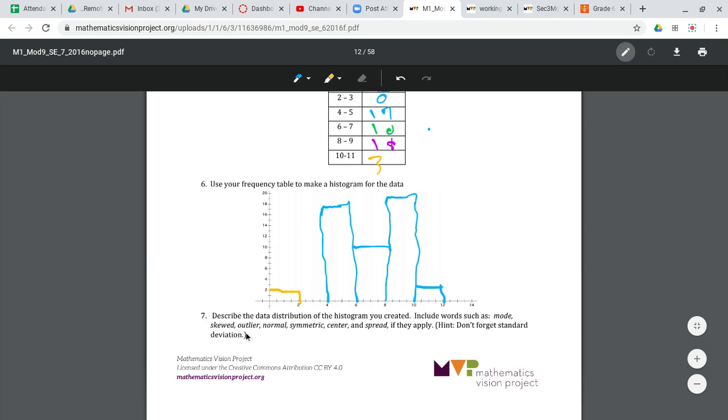So now you guys are going to describe the data distribution of the histogram you created, and include words such as mode, skewed, outlier, normal, symmetric. So you're going to look at this and determine which numbers happen the most often. Are there any outliers? Is there some value that's separated from everything else? Where is the spread? Does it look fairly symmetric, meaning is it equal on both sides? So if we folded it, would it be equivalent? The high end and low end, would they be the same approximate amounts? So really think about that and give a nice little explanation there.